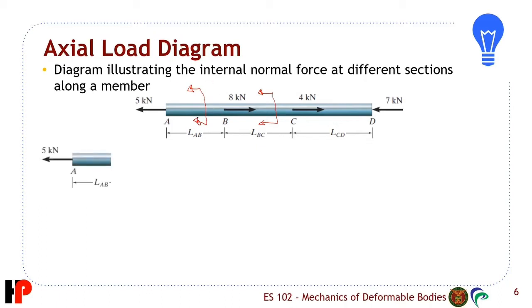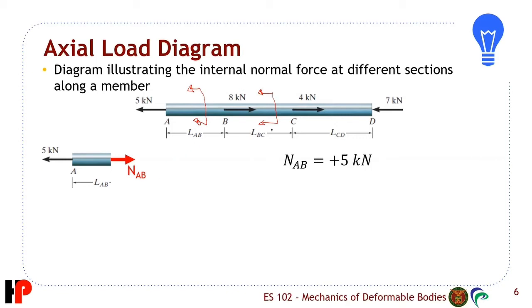Pag pinutol natin dyan, ganyan siya. Now, we assume tension or assume positive. So, dapat, i-assume natin internal force pa ganyan. And then, apply equilibrium, we get NAB as positive. So, tama na tension na siya.